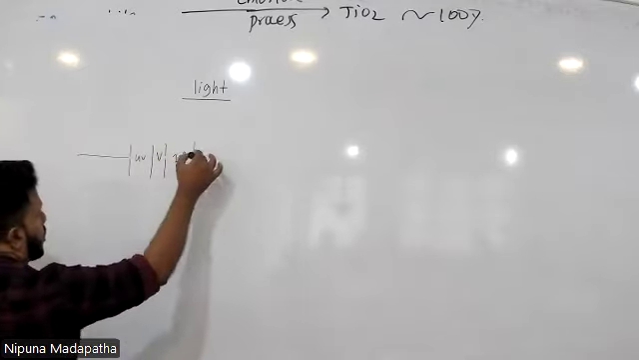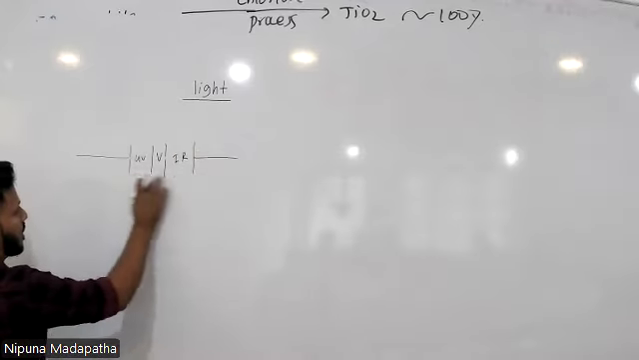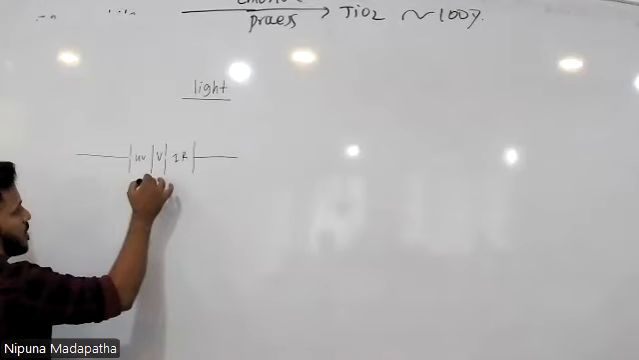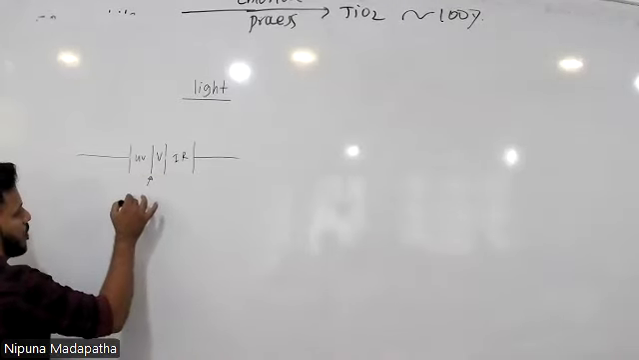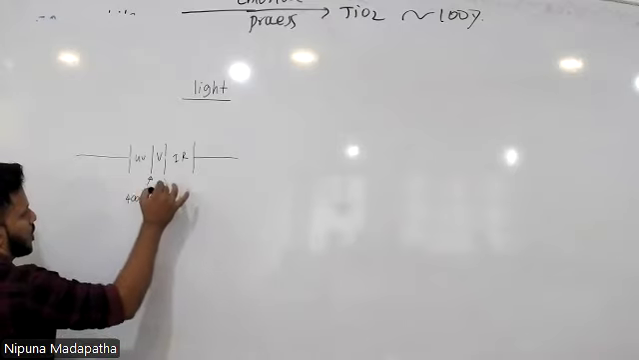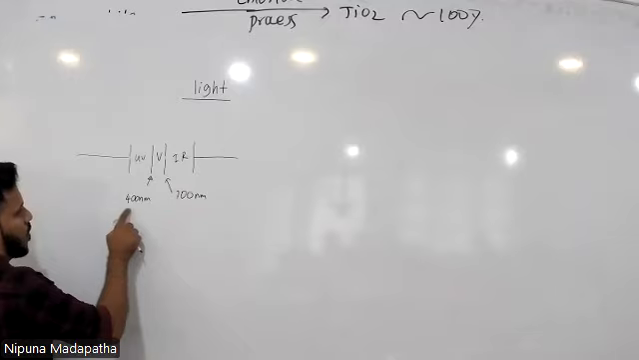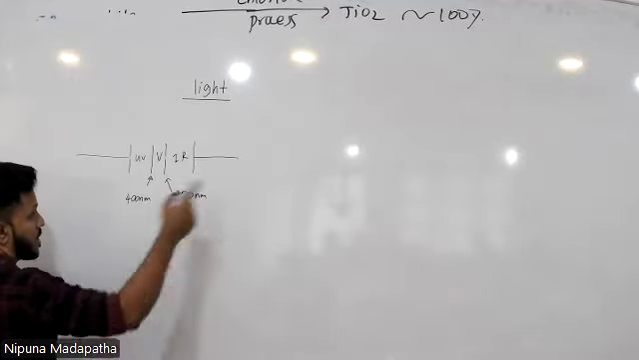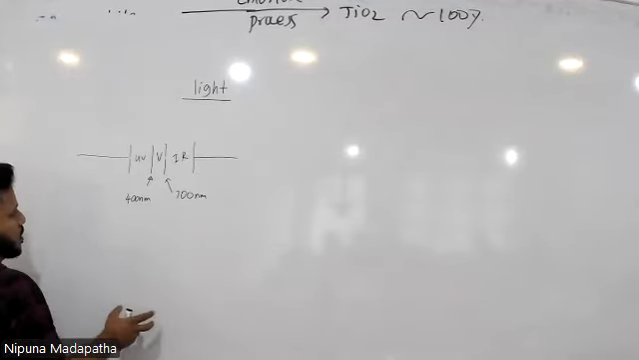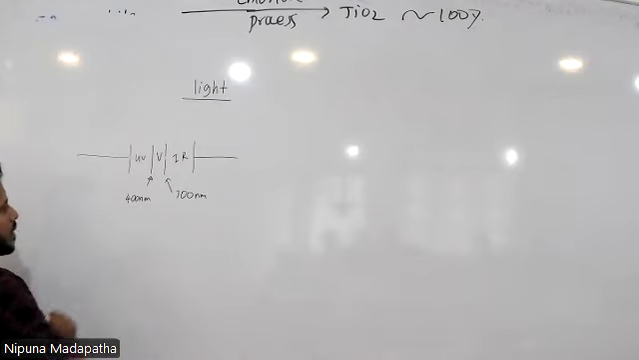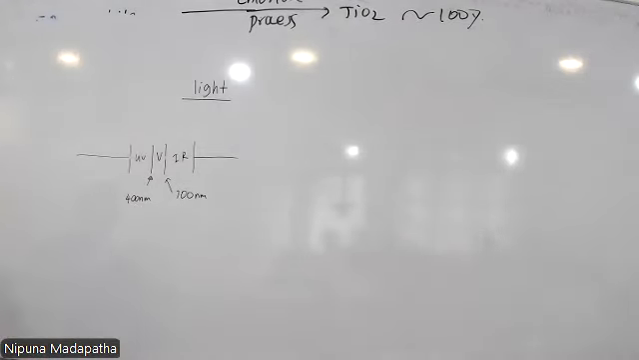The wavelength range of light is nearly 400 nanometers to 700 nanometers. Some might say 450 nanometers to 770 nanometers, whatever. Normally the rough range of the wavelength is 400 to 700 nanometers. Light has quite a small range of wavelengths.